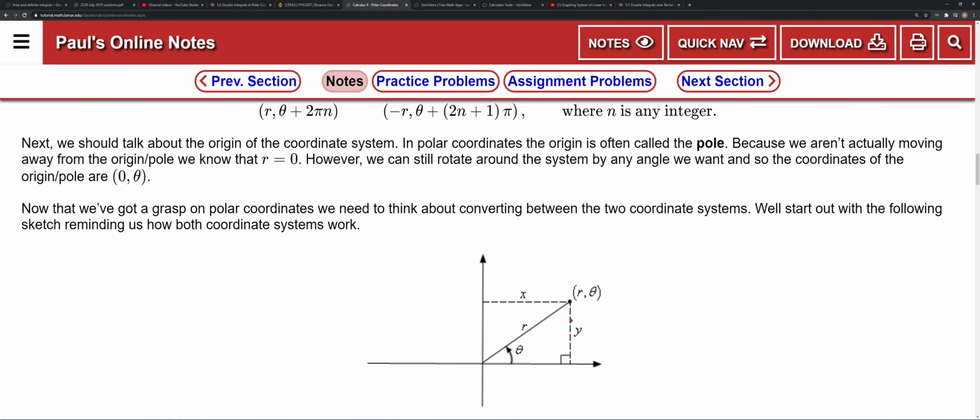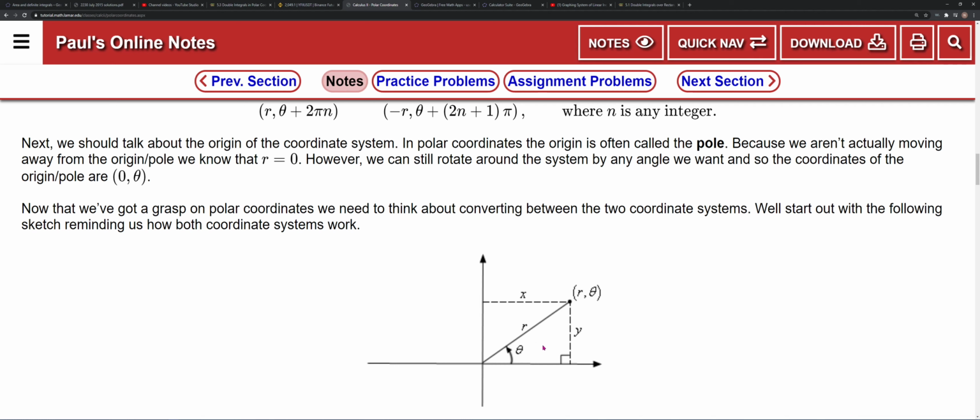Okay, so this point over here, you can get the coordinates as xy, or you can get the coordinates as r theta. And what you can do is use this diagram over here to give you a conversion between xy and r theta. And you would have seen all of this before. As I said, this is review.